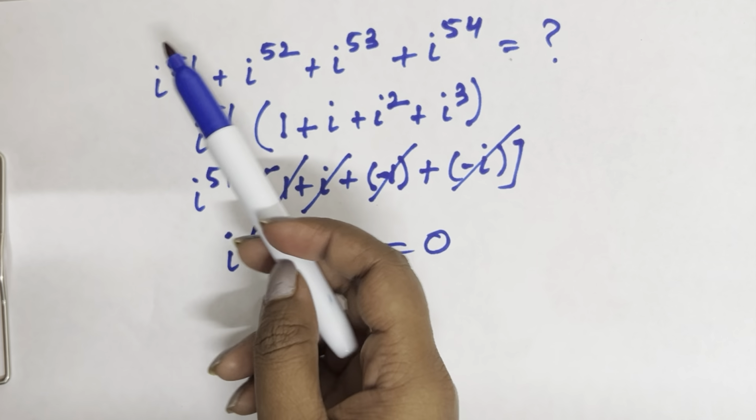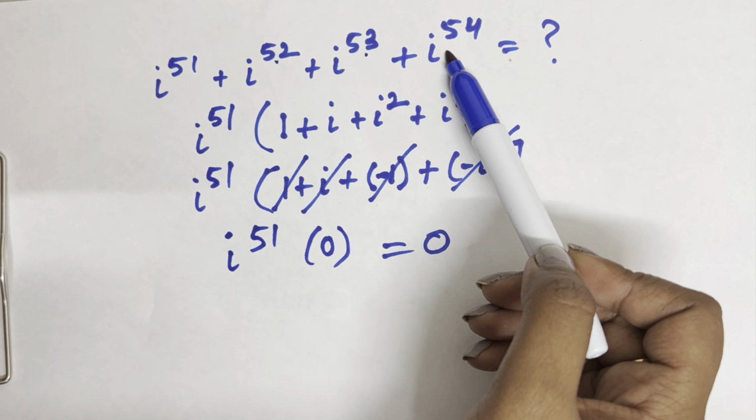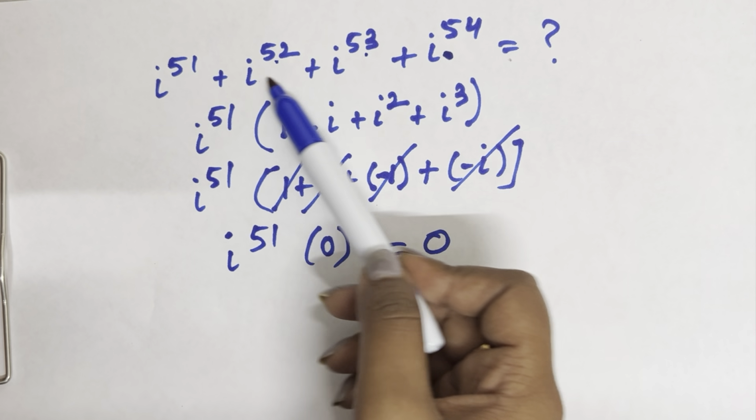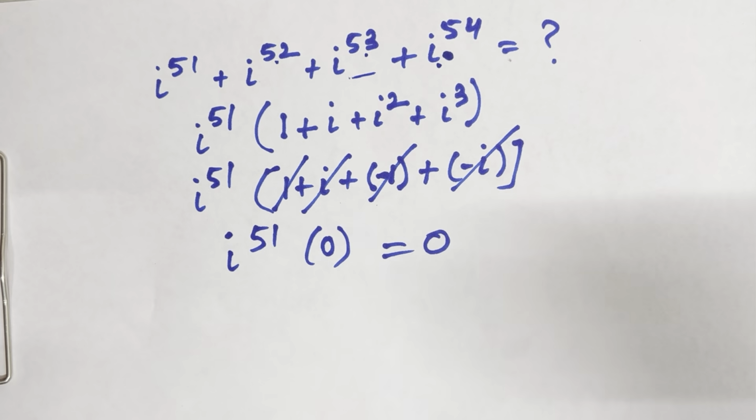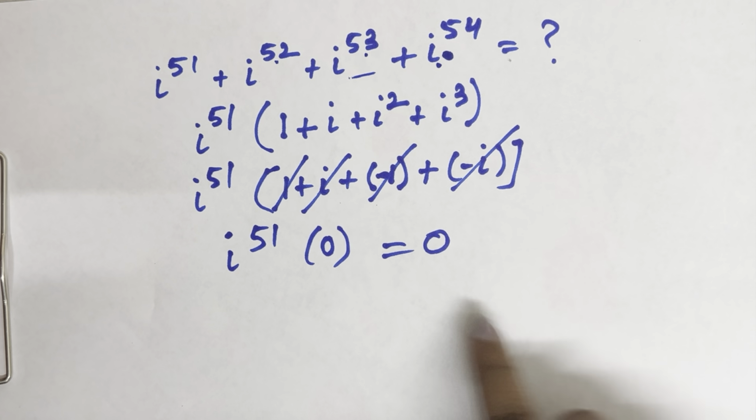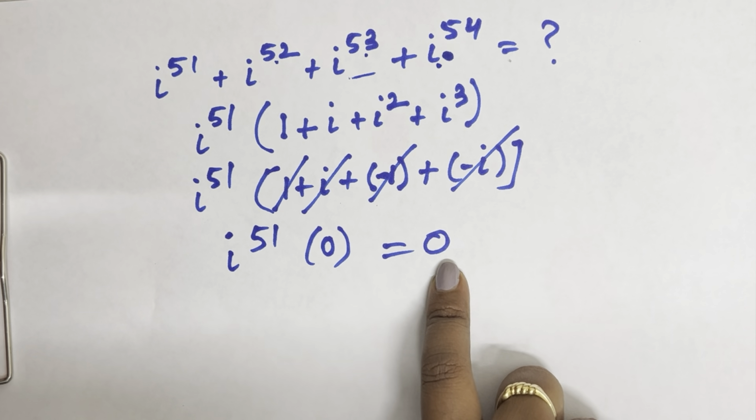So that's why if we have any 4 consecutive powers of iota and we take the sum of all these 4 consecutive powers, we will be left with nothing but 0, right?